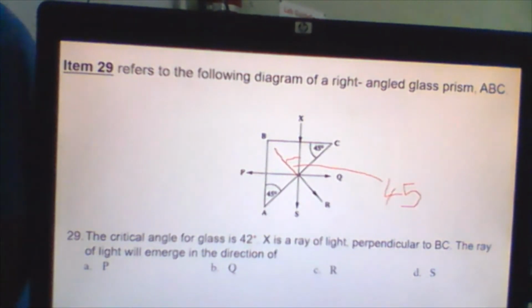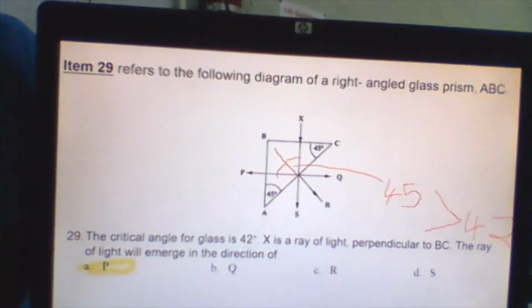Right, so this angle is 45, and because it is 45, it means that 45 degrees is actually more than the 42, right? It's more than the 42. And because that angle is more than 42, it means that it is going to totally internally reflect. So at this point, it is going to go in this direction. This ray is going to totally internally reflect. So this angle 45 is going to be equal to this angle 45. Good? So our answer there is going to be A. A is going to be the most appropriate answer in this case.